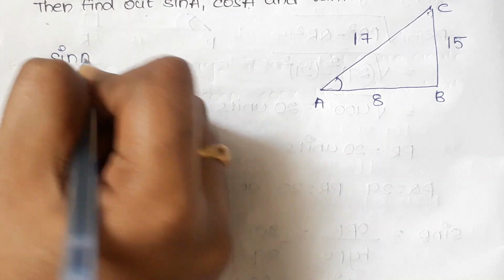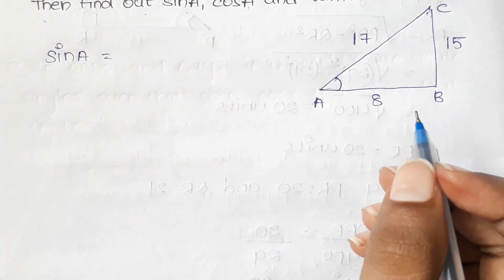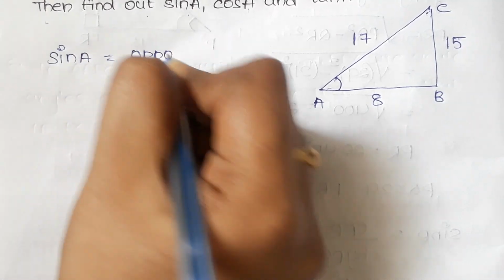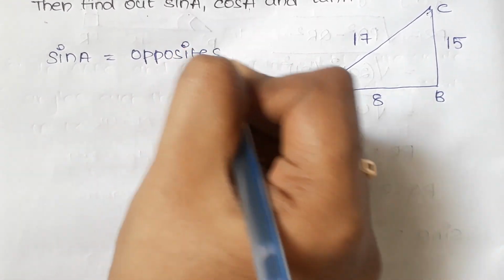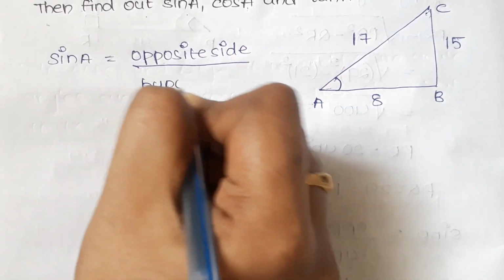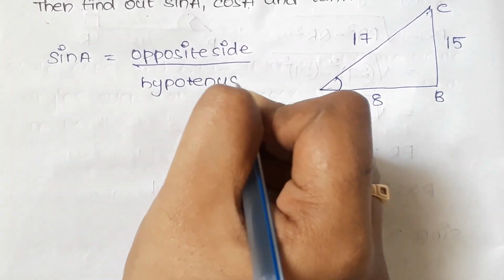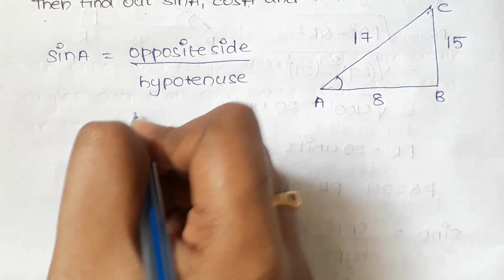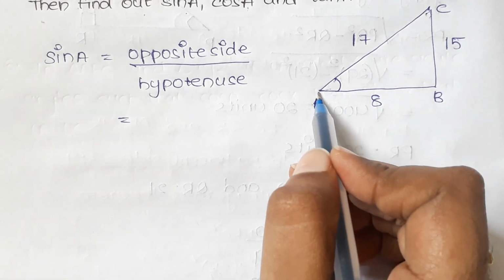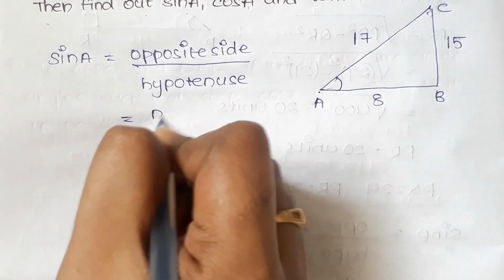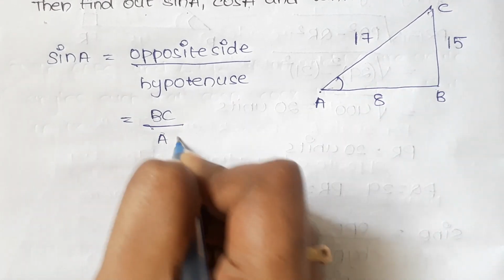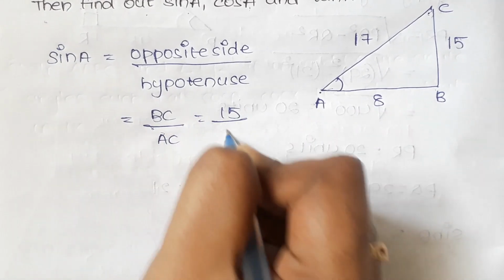sin A. Sin A is nothing but opposite side by hypotenuse. That is, opposite side to angle A is nothing but BC and hypotenuse is nothing but AC, that is 15 by 17.